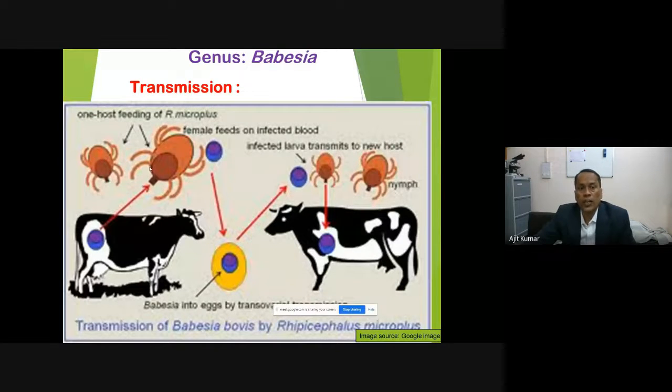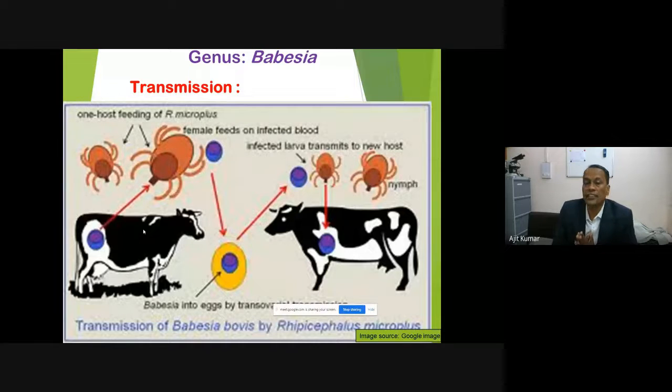Boophilus microplus is a one host tick, meaning the tick development stages, larva, nymph and adult, are all completed on the body of one host. The egg develops into larva, the larva attaches to the body of the host, then after molting develops into nymph on the body of the host, then after some days forms adult on the body of the host. This is known as a one host tick. So we can easily control a one host tick.